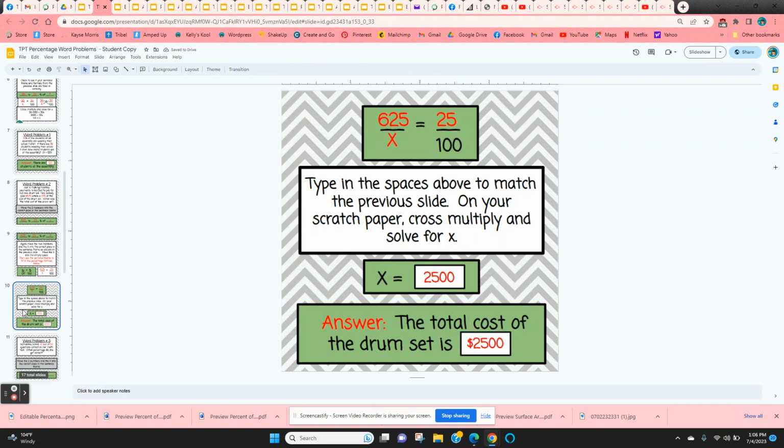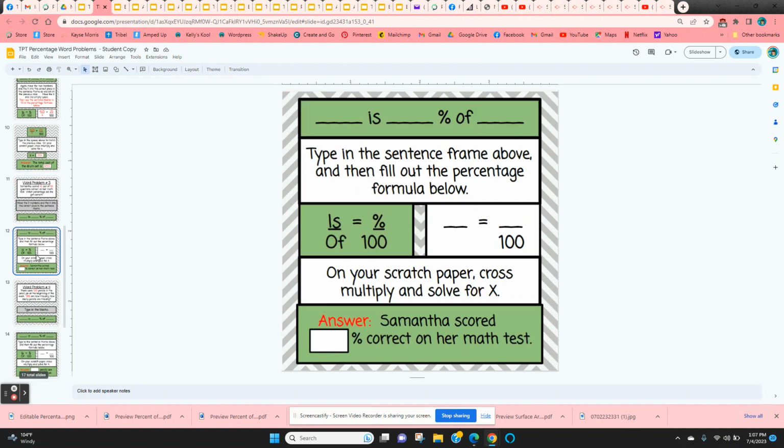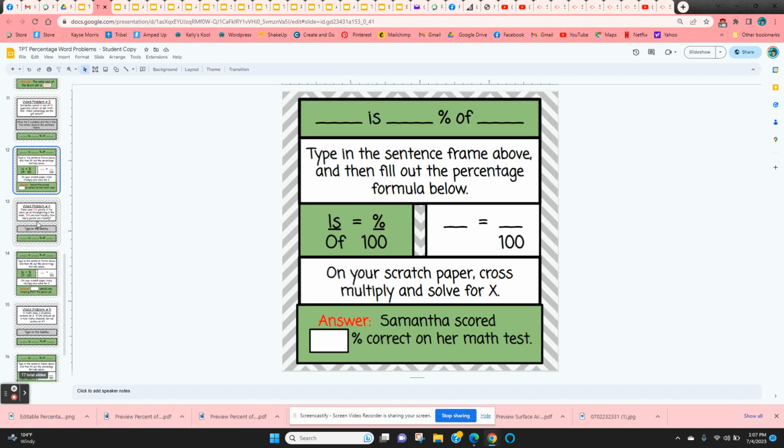Okay, so we're going to do that with the next few problems. Word problem number 3 is about the percentage. This time they're solving for the percentage. She wants to know what she got as a score on her math test if she got 42 out of 50 correct. So the x is going to go here. And they're going to solve it exactly the same way.